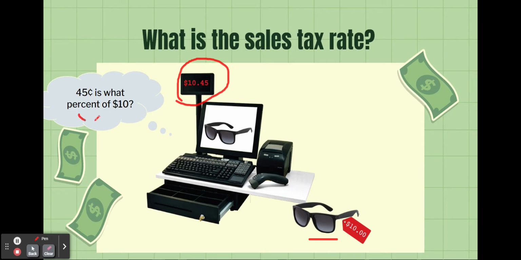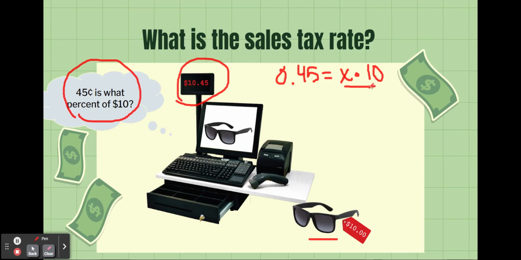So what we want to ask ourselves is, okay, well, 45 cents is what percent of $10? So we would take that sentence and translate that into an equation. 45 cents is what percent, that's our unknown, x, of, which means multiply, $10. Now to solve for x, we're going to isolate the variable, divide by 10 on both sides. Remember, dividing by 10 is just a shift of the decimal left one place.